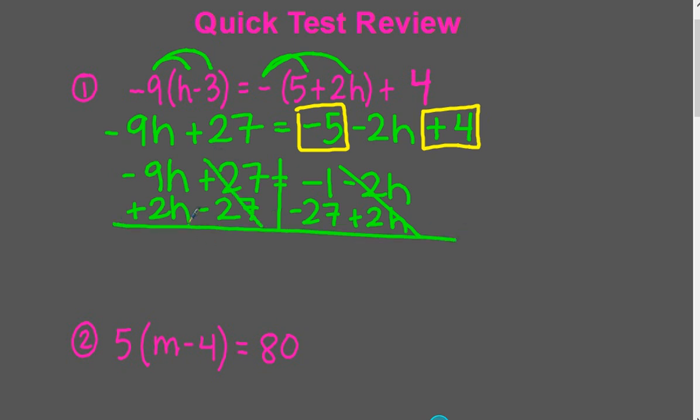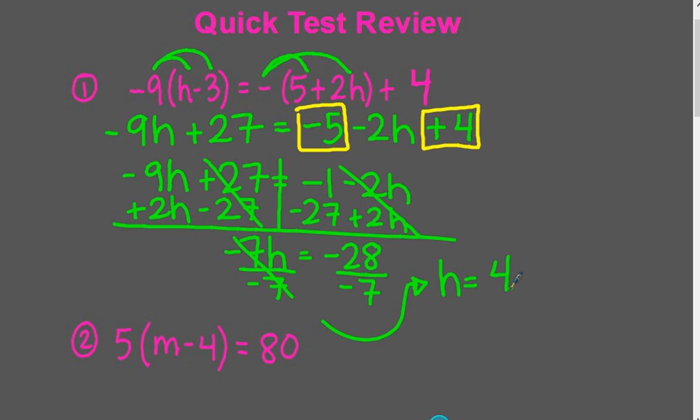Now I'll end up with -7h, and then over here I'll end up with equals -28. And then I need to divide both sides by -7 to reduce that to a +1. I'm left with +1h. I'm going to take this over here. h is equal, -28 divided by -7 is a +4.